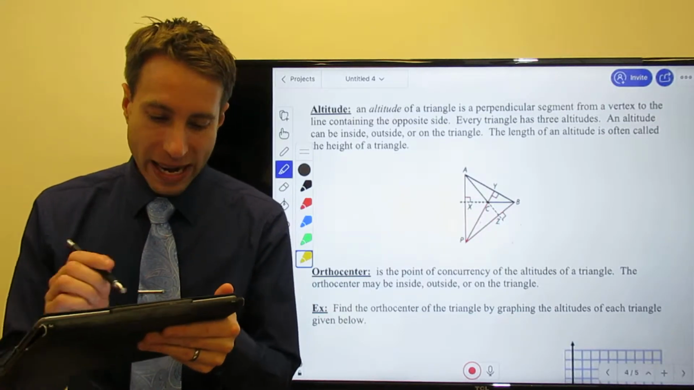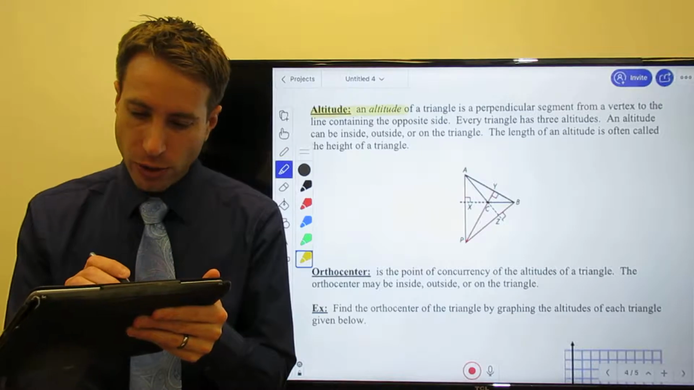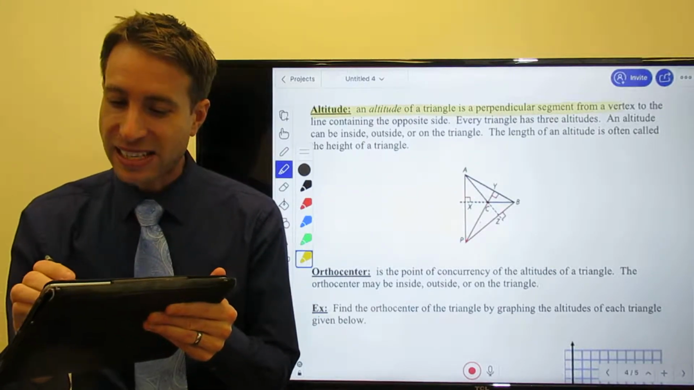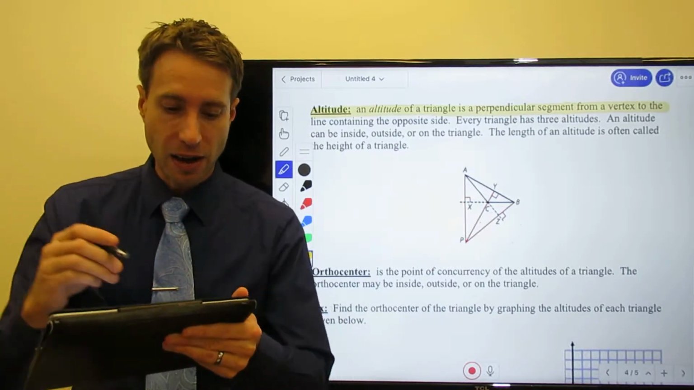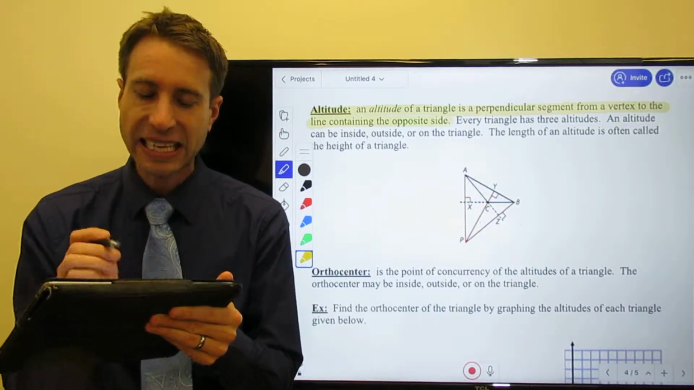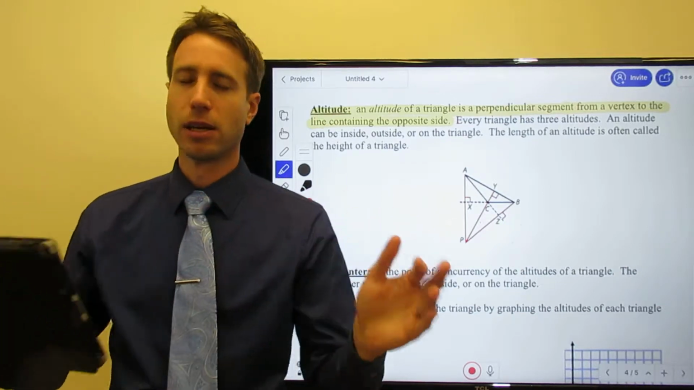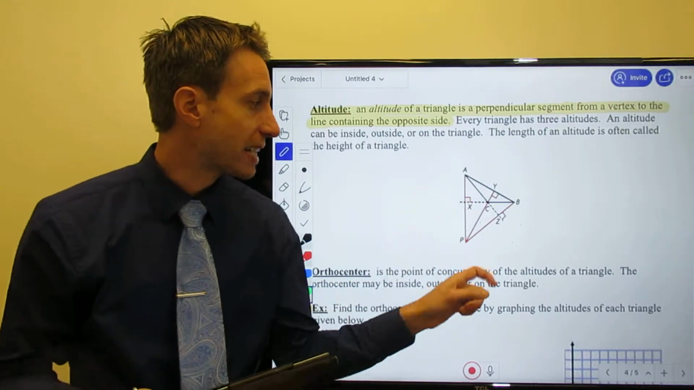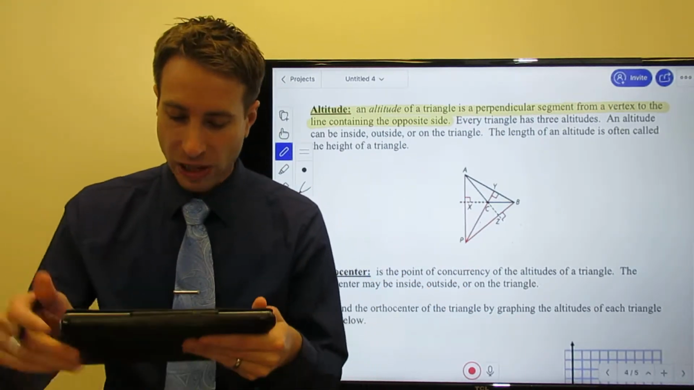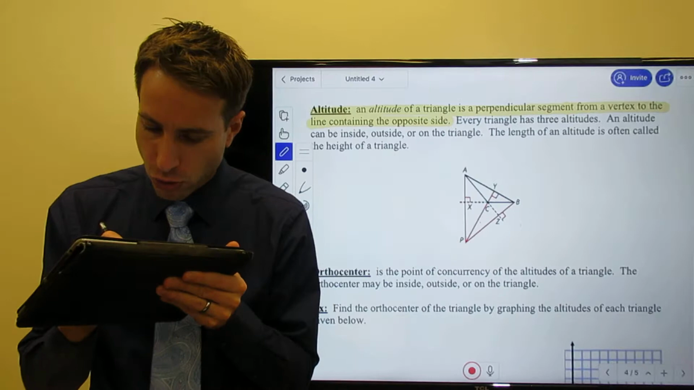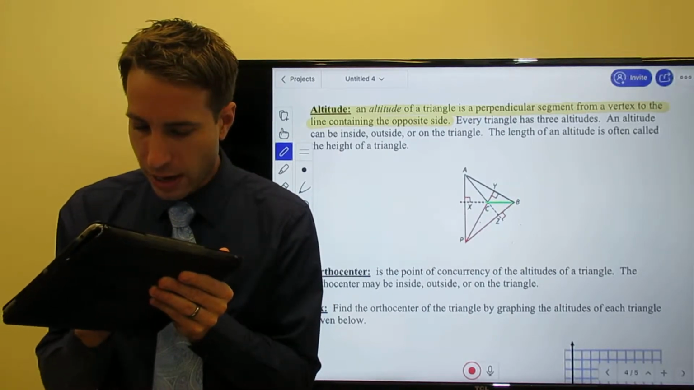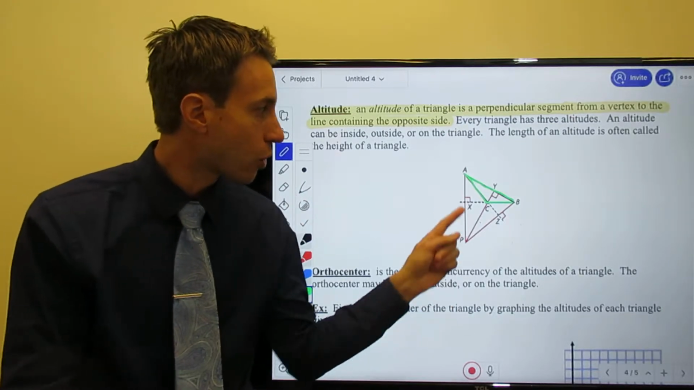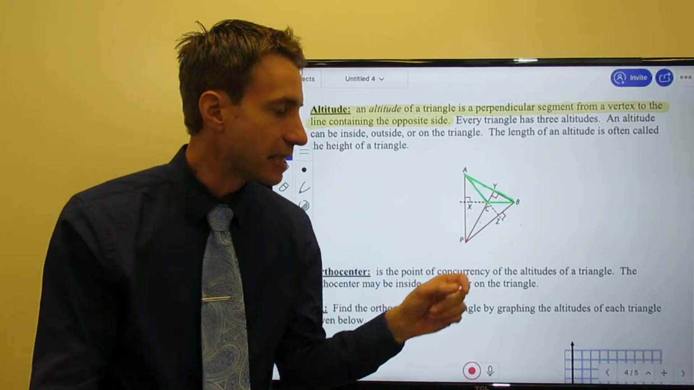First, real quick, what is an altitude? An altitude of a triangle is a perpendicular segment, again, perpendicular segment, that extends from the vertex of a triangle to a line that contains the opposite side. Say, what? Here, let me show you. I've got a diagram right here. Let me draw our triangle in green. So here's my triangle right here, triangle ABC.